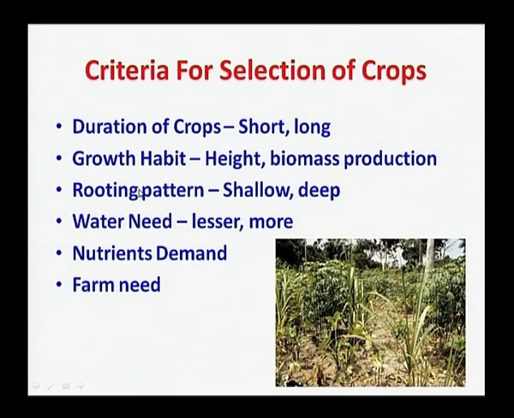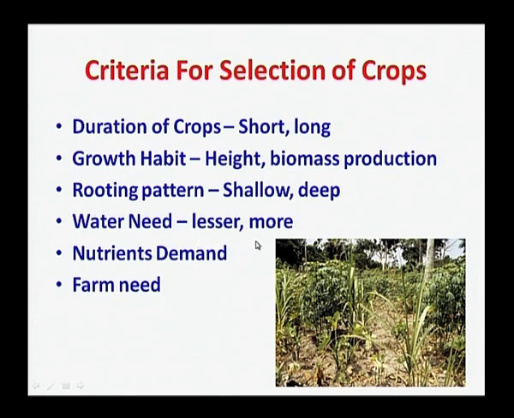For the selection of mixed cropping, we have to select by some criteria. For example, duration of crop. We have to mix the short duration crop with the long duration crop. We have to select different habits, for example, different height crops, different biomass producing crops. We need crops of different rooting patterns. Shallow rooted crops should be mixed with deep rooted crops, and we need crops of different water needs.